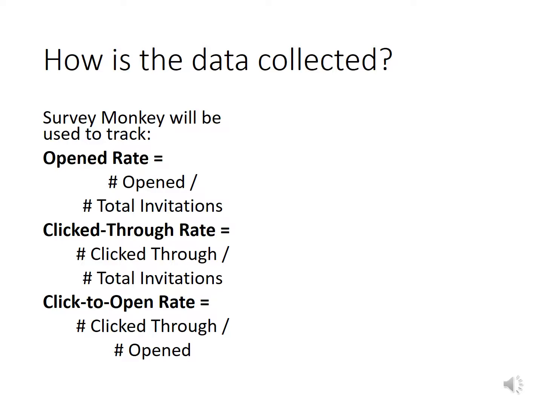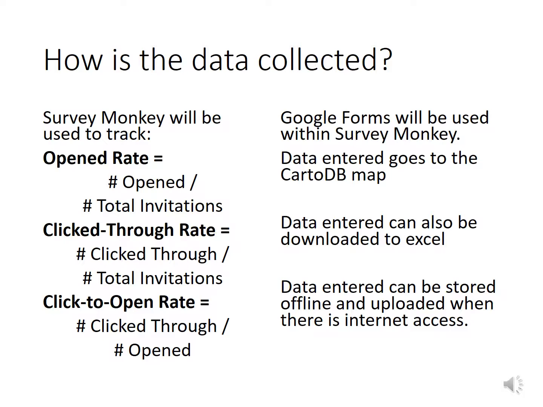And then we will be using Google Forms. So Google Forms is the software that I was using for the clip that was used in the beginning. The benefit of using Google Forms is that the data automatically can be entered into the CartoDB map. It can also be downloaded to an Excel file. It can also be stored offline and then uploaded when there's internet access, which is useful, I think, in low and middle income countries where internet access can be a little bit unreliable.